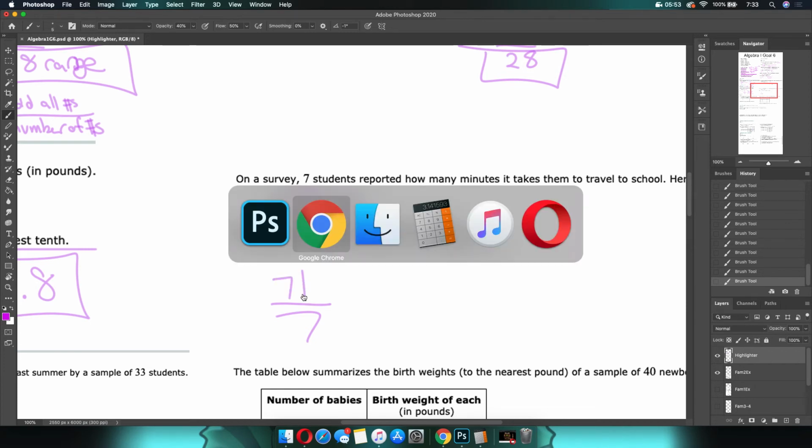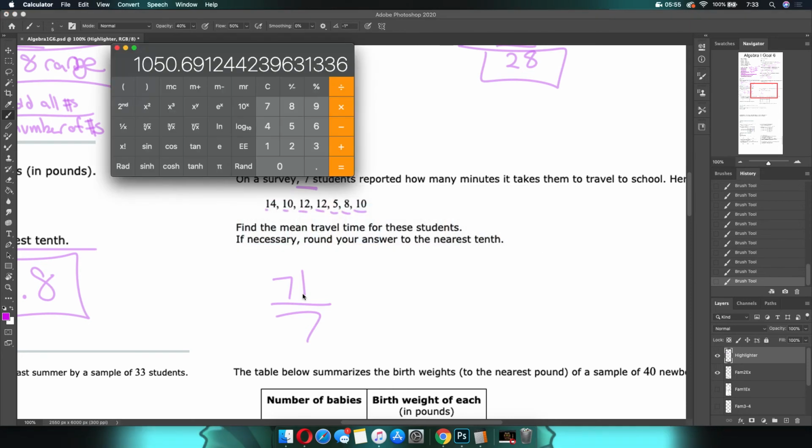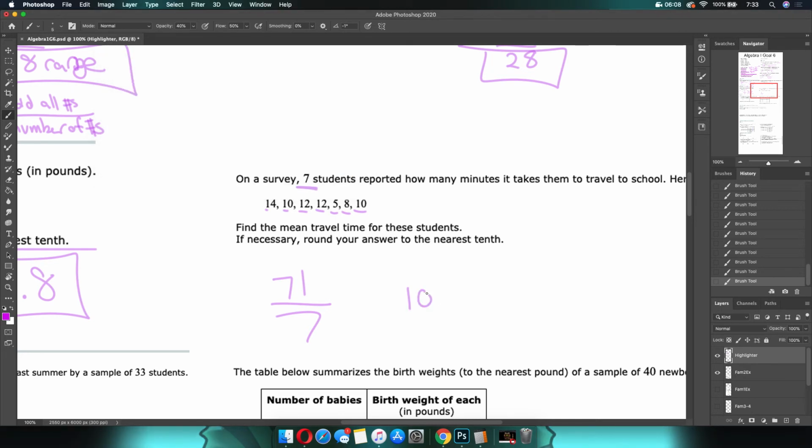And I'm good, but I'm not that good. What is 71 divided by 7? It'll be 10 point something. Ooh, what a mess. 10.4 is my decision maker. 4 makes me stay the same, so our answer is going to be 10.1.